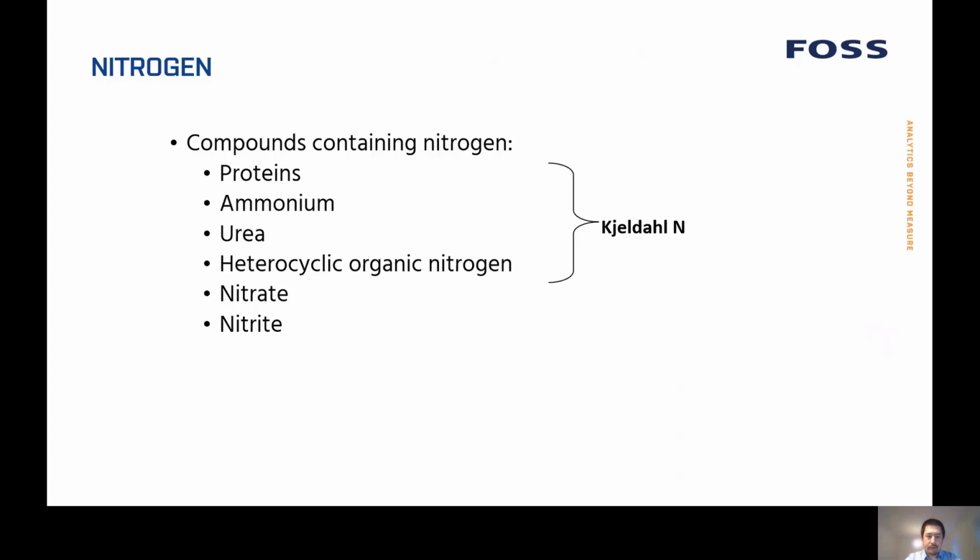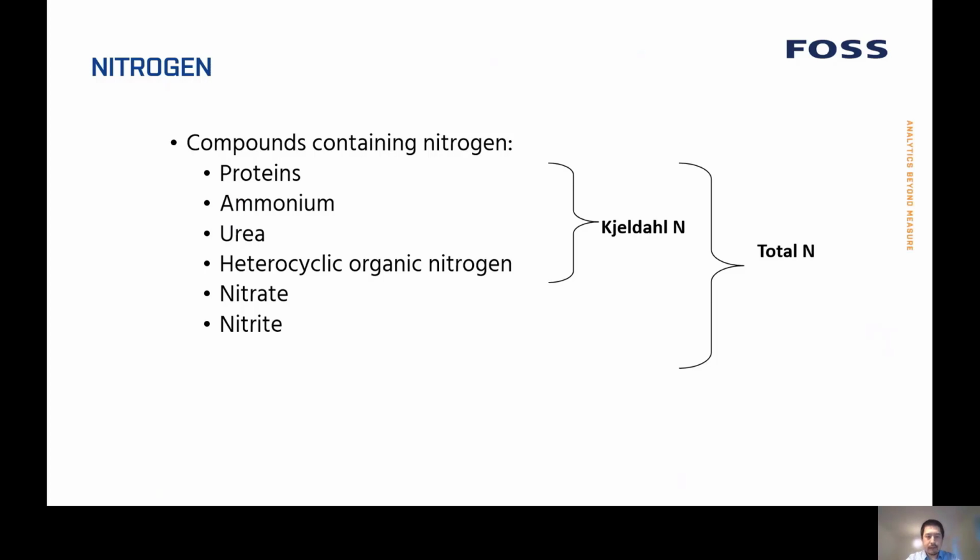If you look into nitrogen, actually, there are quite a lot of forms of nitrogen. Only the first 4 are called Kjeldahl nitrogen. They are the nitrogen forms that can be analyzed according to the Kjeldahl method. The other 2, nitrate and nitrite, are inorganic. They cannot be determined by the Kjeldahl. So all the nitrogen here is called the total nitrogen.